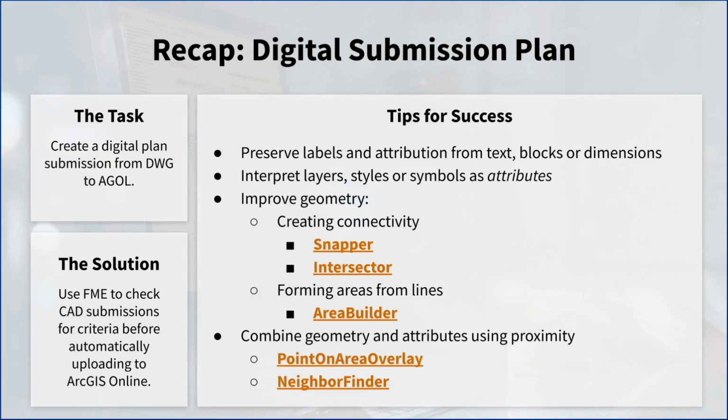At a high level, working from CAD to GIS involves a lot of capturing human-readable information and cleaning up topology so the data set can be used for analysis in the future. Some of the transformers we've noted here from the workspace you saw really highlight that process in creating connectivity, such as the snapper or intersector, and in building areas from lines, such as the area builder, or combining geometry and attributes with proximity, so the point on area overlay for our parcels, or the neighbor finder as Dale had used.